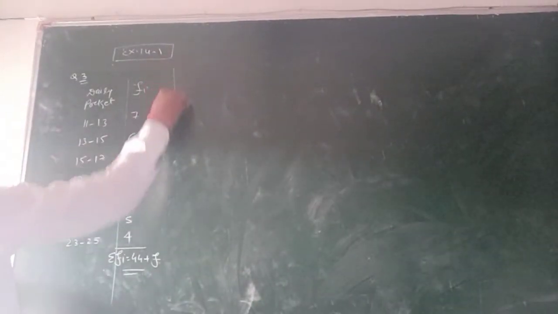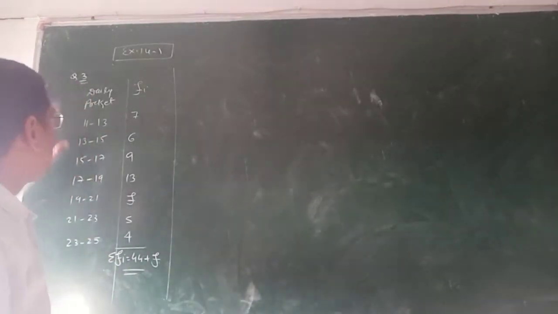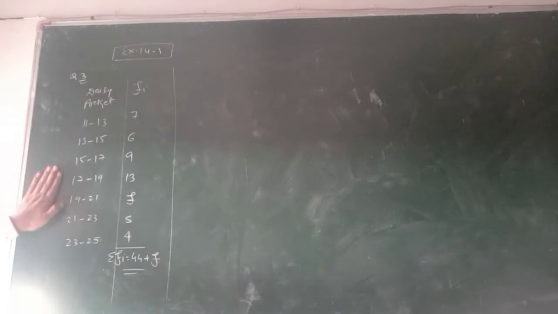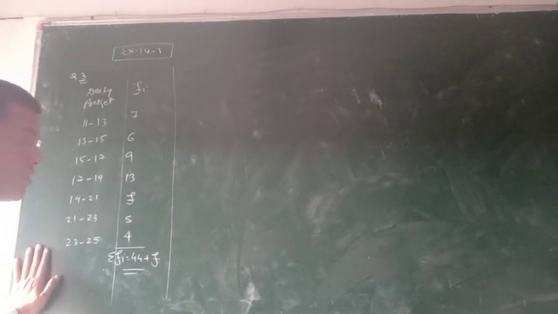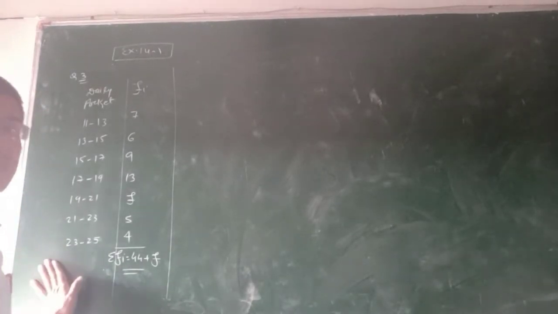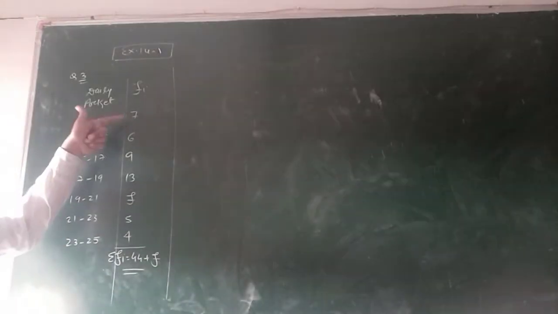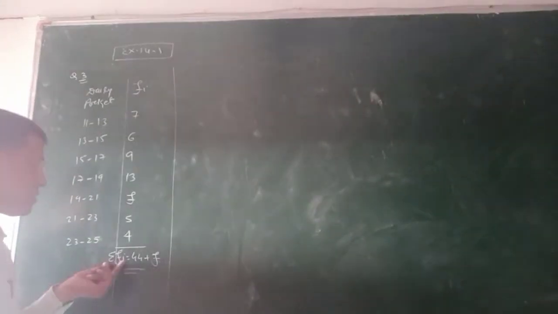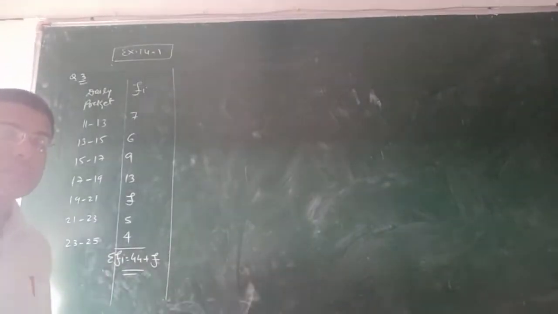the missing data. See what is given in this question. You are given daily pocket expenses 11 to 13, 13 to 15, and so on, as class intervals, and you are also given the frequencies 7, 6, 9, 13, f, 5 and 4. The total of the frequency becomes sigma fi equal to 44 plus f.